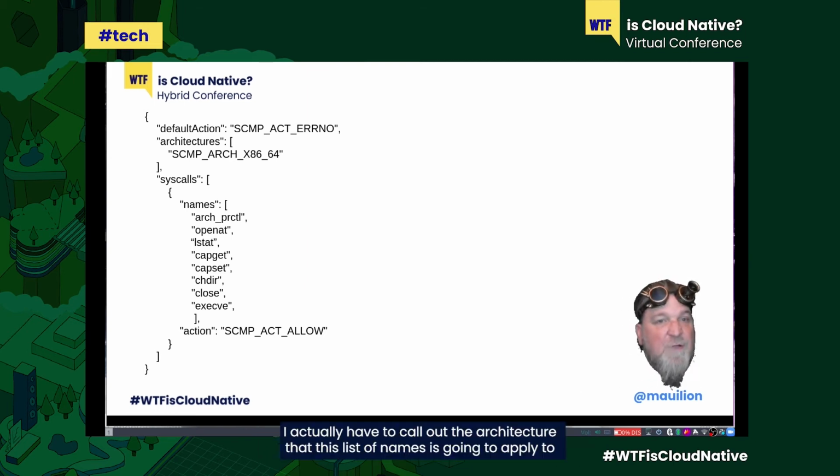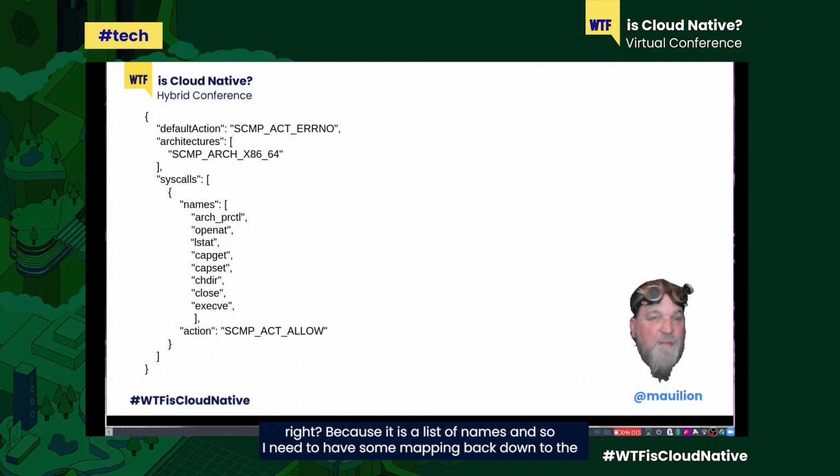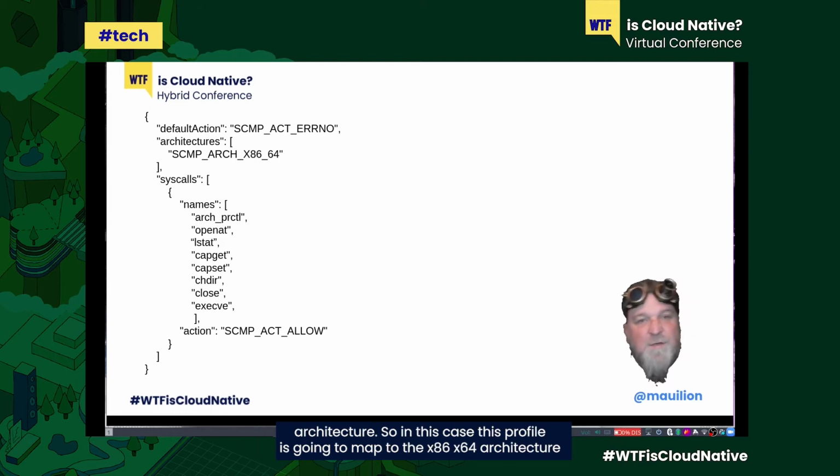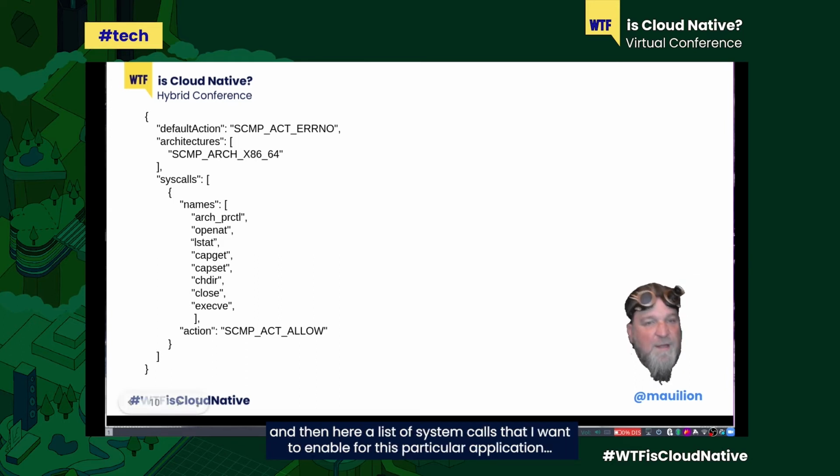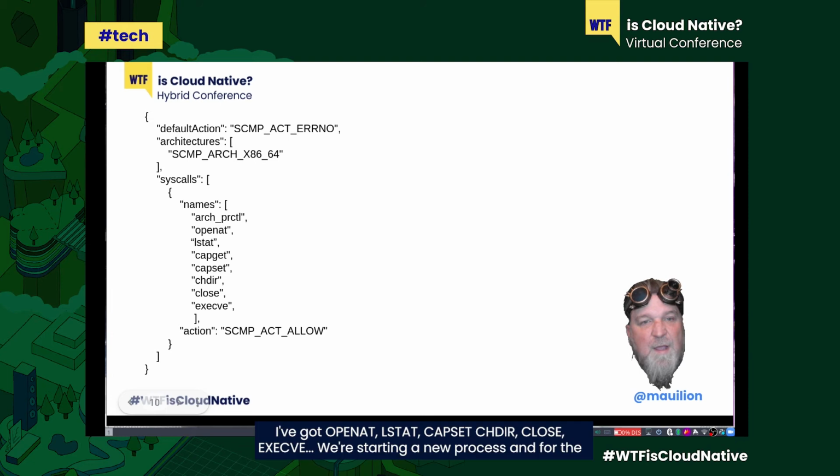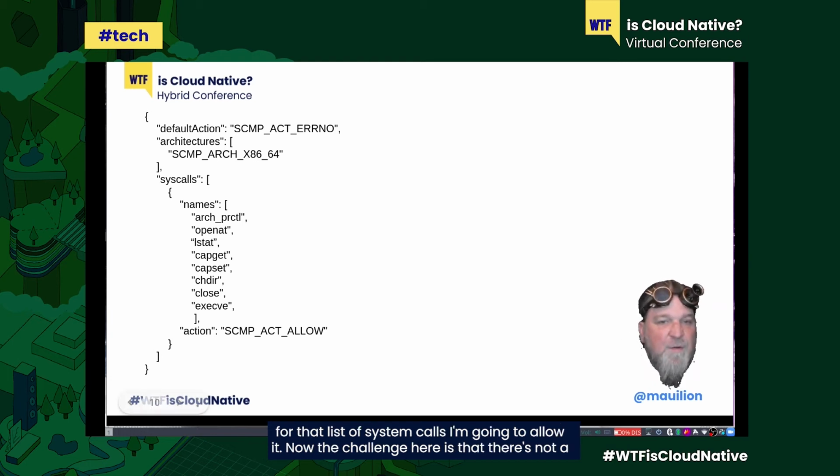I actually have to call out the architecture that this list of names is going to apply to, because it is a list of names, and so I need to have some mapping back down to the architecture. In this case, this profile is going to map to the x86-64 architecture. And then here is a list of system calls that I want to enable for this particular application. I've got openat, lstat, capset, chdir, close, execve, or start up a new process. For that list of system calls, I'm going to allow it.